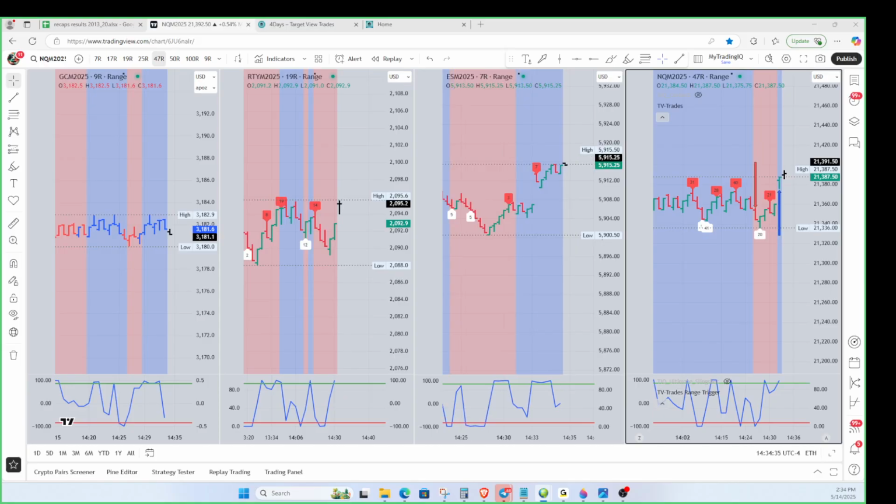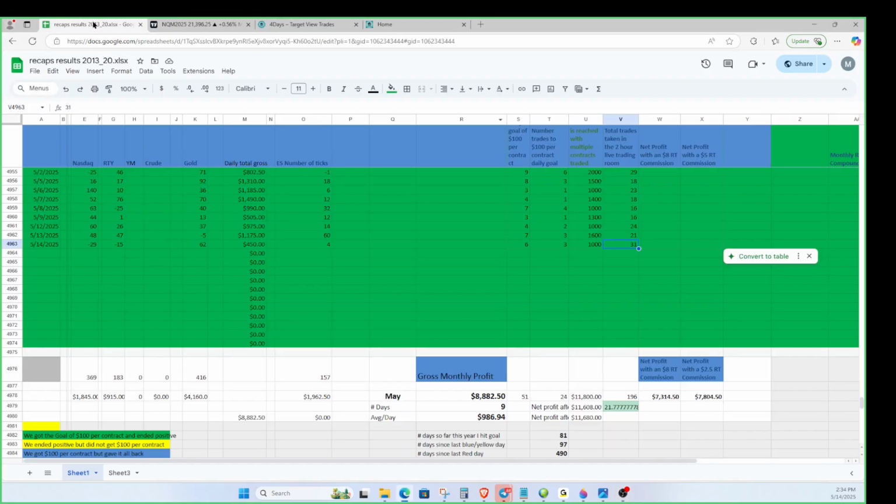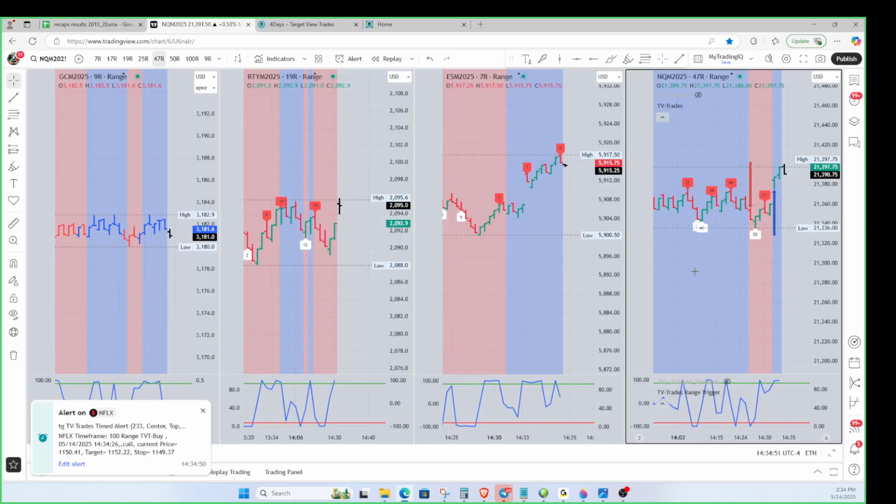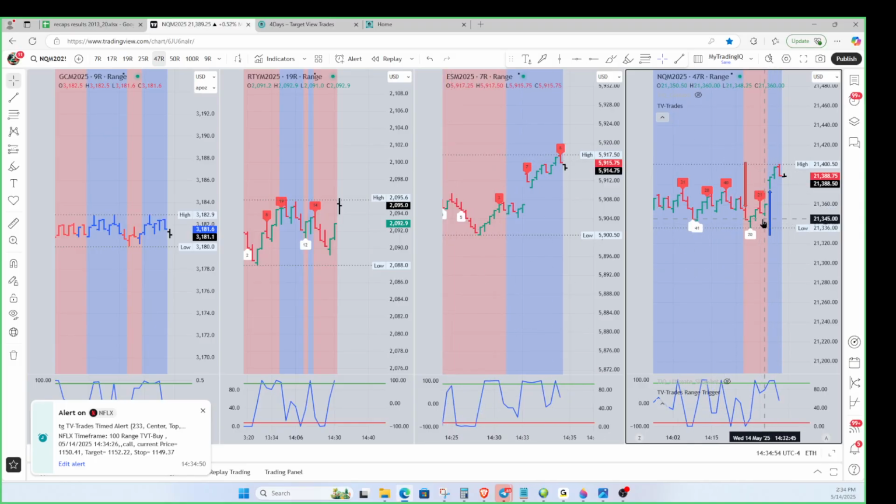So the NQ has been... I haven't had my best day today, let me say that. This morning I was up $4,500 with 10 contracts on. That was my third worst day this year, I think, or second worst, something like that. But anyway, we just stopped out minus 60 on that one right there.